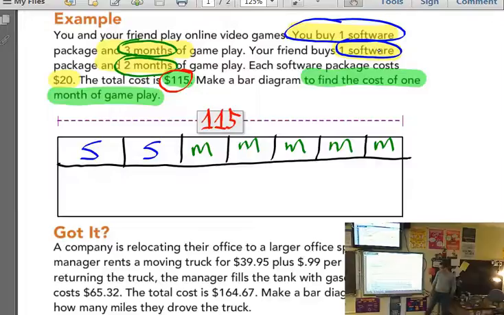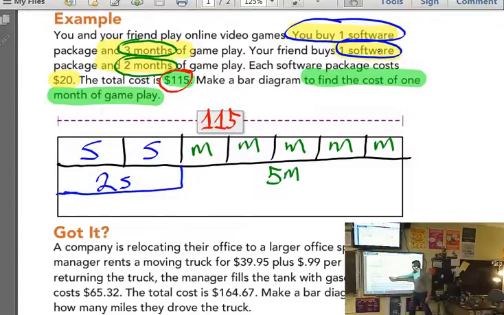Sam? I know what to do. Okay, so you can add the two software packages together. So what are you actually doing mathematically? We are combining two, what do we call them when they like each other? Like terms. Yeah, we're combining like terms. So we combine these to get 2s. What else? And then you can combine the 5 months. We can combine the 5 months together to get 5m.